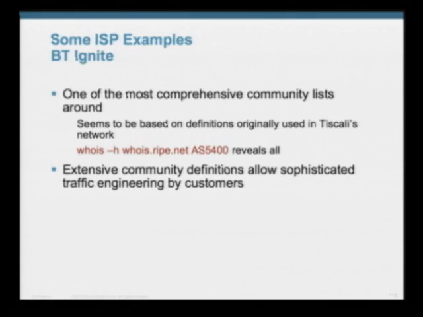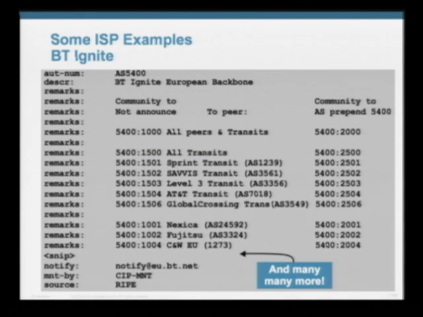And there are others. BT Ignite. This is a huge list. And the definitions are based on Tiscali's original ones. I mean, Tiscali's are what, TINet now, but many, many years ago, Tiscali came up with a very, very complex list. And so BT Ignite seems to have adopted them. But here's the typical thing there. So, for example, if you send 5400:1000, they will not announce that prefix to all their peers and transits. Or if you send 5400:2000, they'll do a single prepend. And I've worked with customers of BT Ignite, and I've played around with these communities, and they do actually work as advertised, which is not bad.